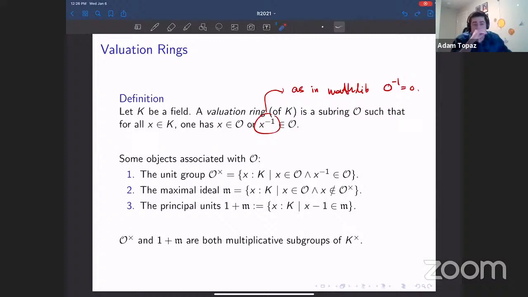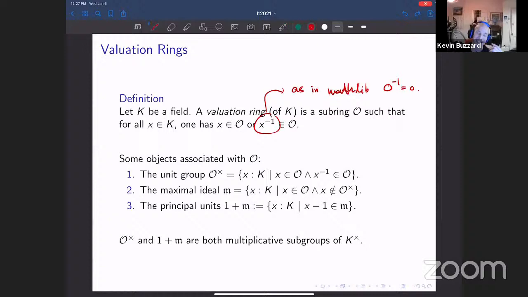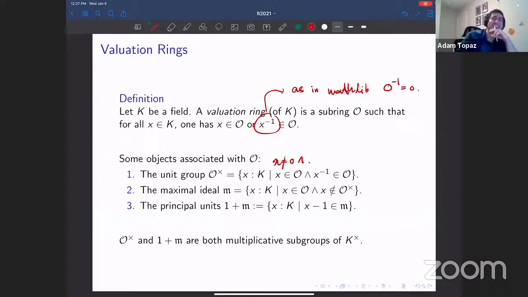I'll give some examples in a second, but before I do that, let me mention that there are some standard objects that you associate with a valuation. The first one is the units of the subring. You can think of this as just the units of O as a ring, except that here you don't want zero. Oh, yes, thank you. You got me. You're such a computer scientist. Of course, the inverse of zero doesn't even exist. Okay. Fine.